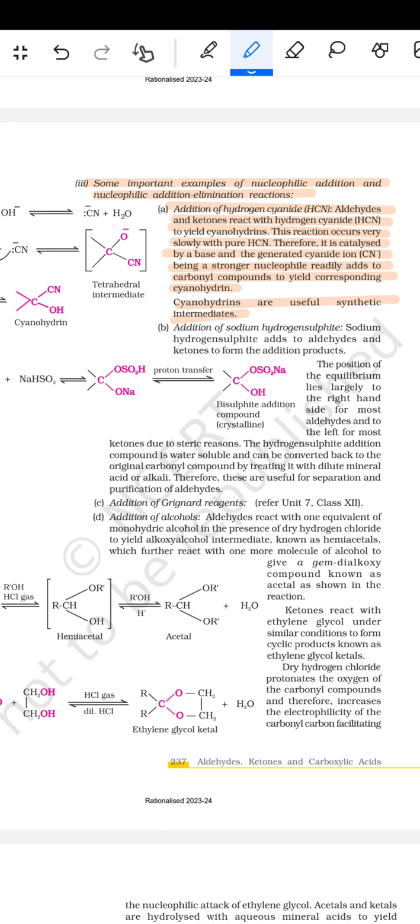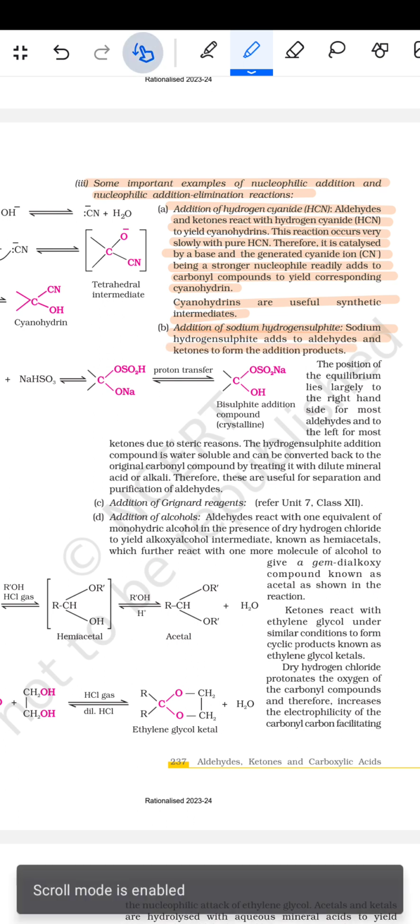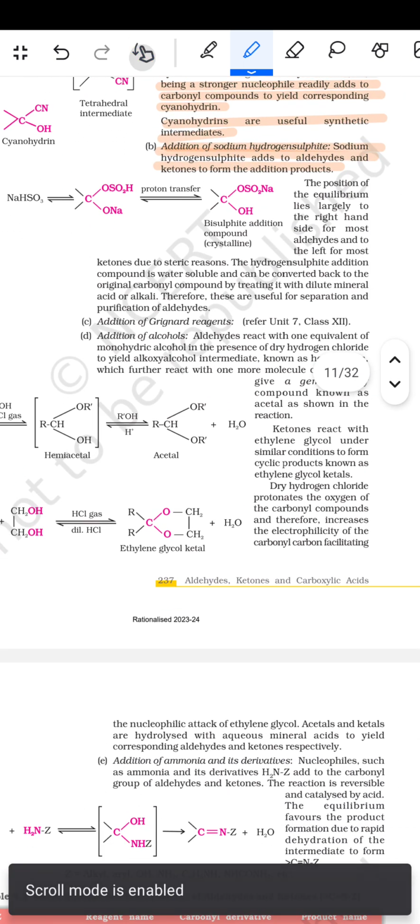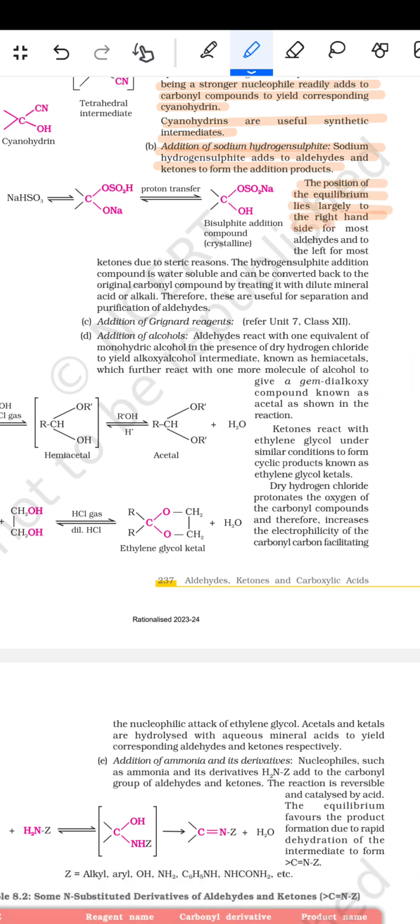Addition of the sodium hydrogen sulfite: it adds to the aldehydes and ketones to form the addition product. उसके बाद फिर आता है the position of the equilibrium lies largely to the right hand side for most aldehydes and to the left for the most ketones due to the steric reasons. The hydrogen sulfite addition compound is water soluble and can be converted back to the original carbonyl compound by treating it with the dilute mineral acid or the alkali. Therefore these are useful for the separation and the purification of the aldehyde.